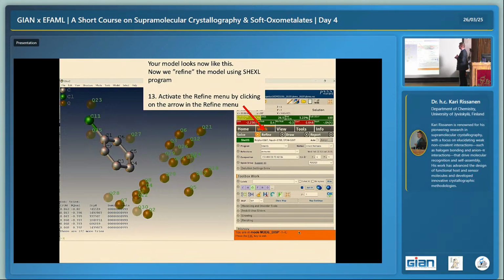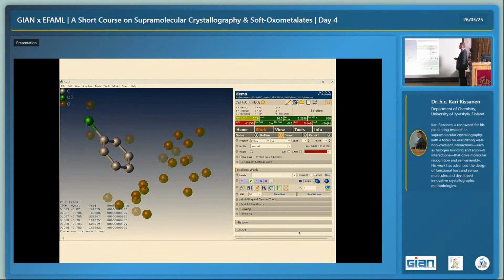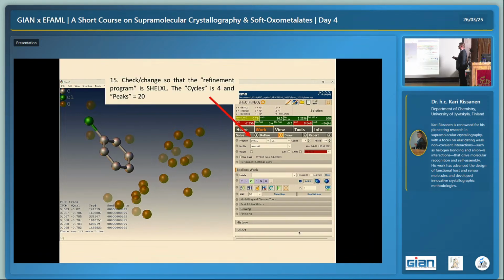So we activate this menu here now, and we must escape so that we can get out of this, and we go to the activation menu, the refinement menu, and we click now, check, change. The refinement program is SHELXL, because this changes. Each of these menus has a different set of programs, and in this refine menu, which is now activated, we will select SHELXL. That's a refinement program, and now we change the cycles here, how many times it will change this. It's 4 times, and it will look for 20 additional peaks. So these we call the peaks.